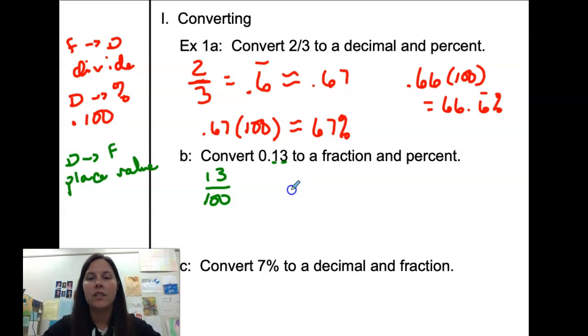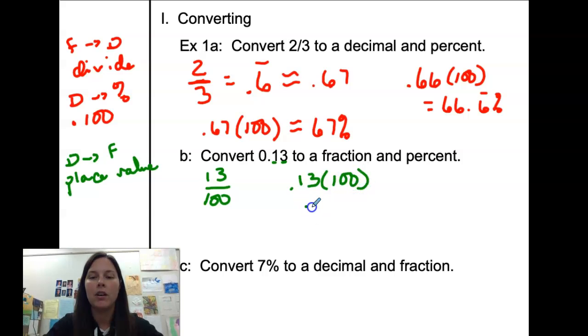All right, and then next we're going to convert it to a percent. So we've already seen this. To convert the decimal to a percent, we multiply by 100. So we get 13%.